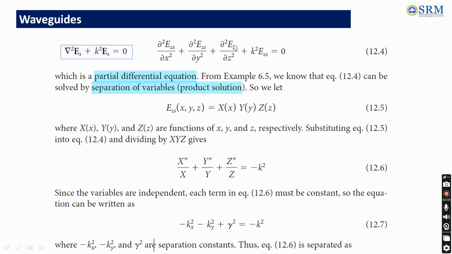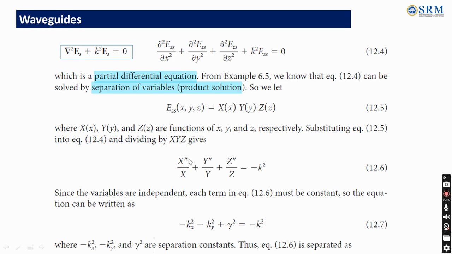This is a second order partial differential equation, and to solve this we are going to use the separation of variables method. Even though we are considering the wave propagation in the z direction, Ezs is composed of all the coordinates x, y, z. So we can separate it into three different functions. Here X(x), Y(y) and Z(z) are functions of x, y and z respectively. We are going to substitute this separation of variables solution into the above expression and divide by XYZ.